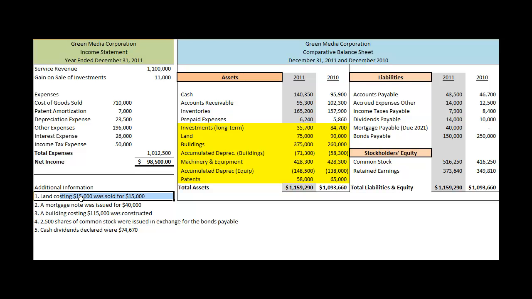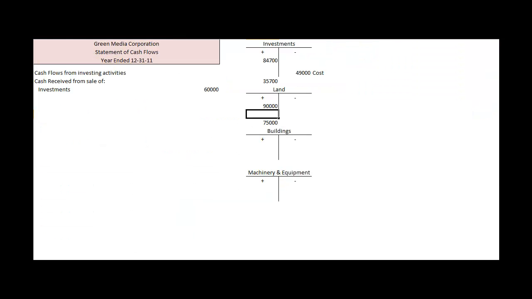Land costing $15,000 was sold for $15,000. So this statement tells me there's no gain and there's no loss. The cost was $15,000 and I got $15,000 for it. So no gain, no loss. There'd be no gain or loss on the income statement, but the $15,000 is the amount of cash that flowed, which tells me this is the $15,000.